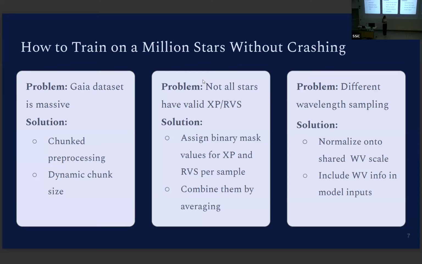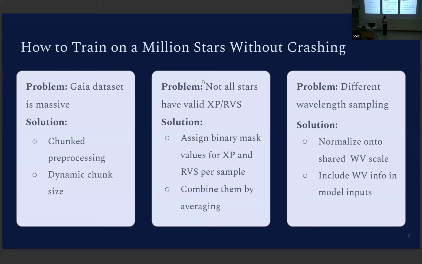And to deal with that, I used chunked pre-processing and dynamic chunk size, which basically just means that it loads the data from that data set in chunks, and the system looks at how much RAM is available in the GPU at that time, and depending on that availability, it determines the size of the chunks.